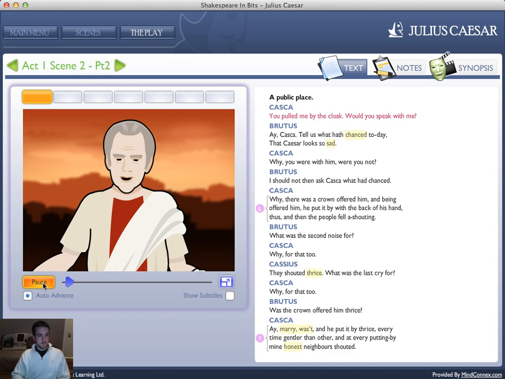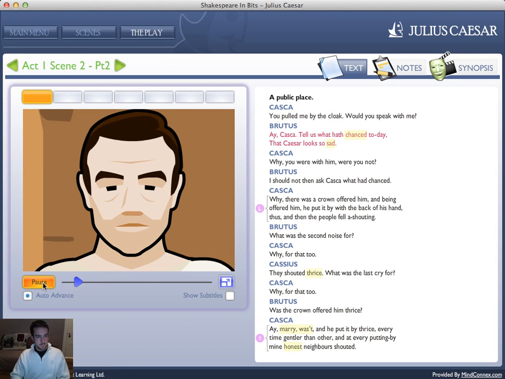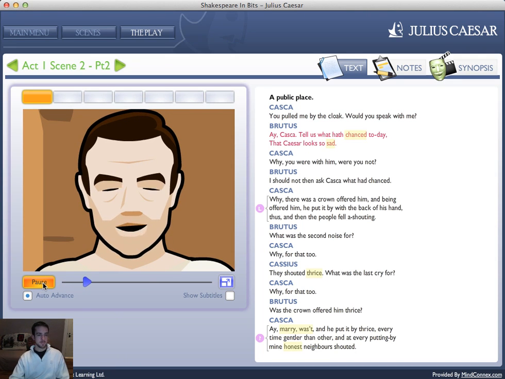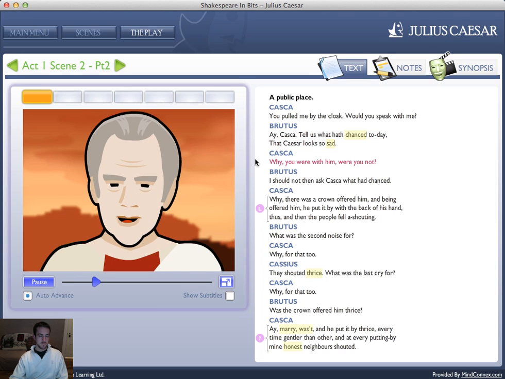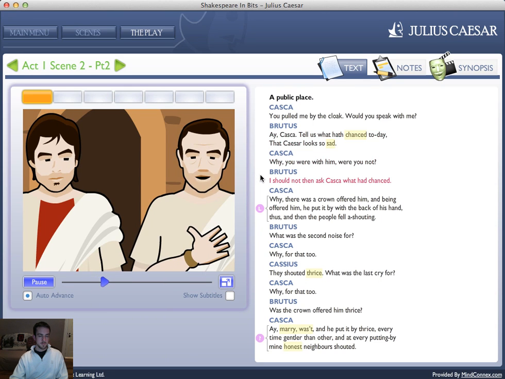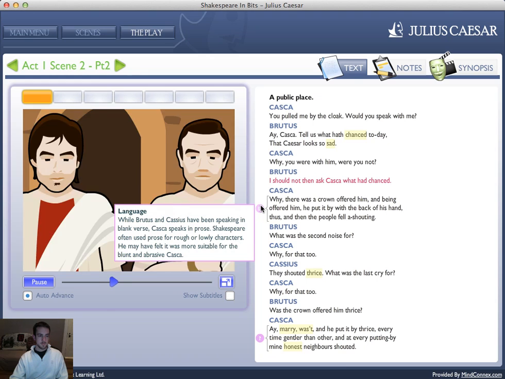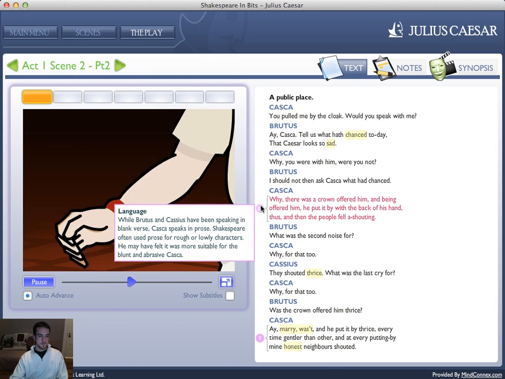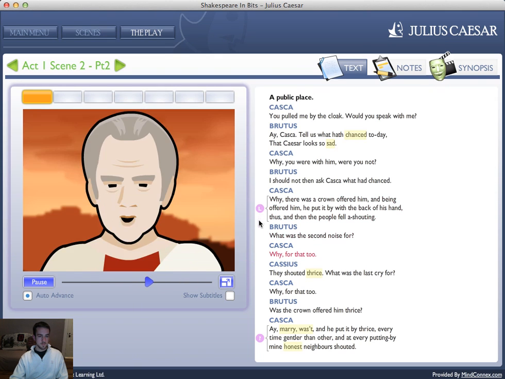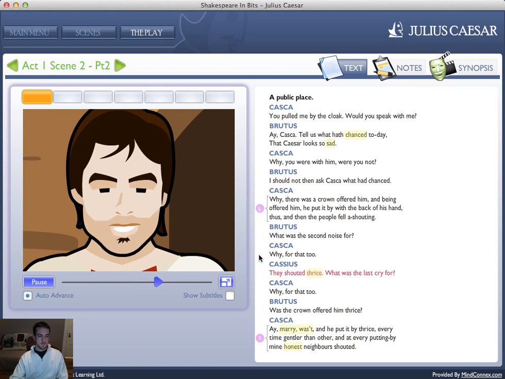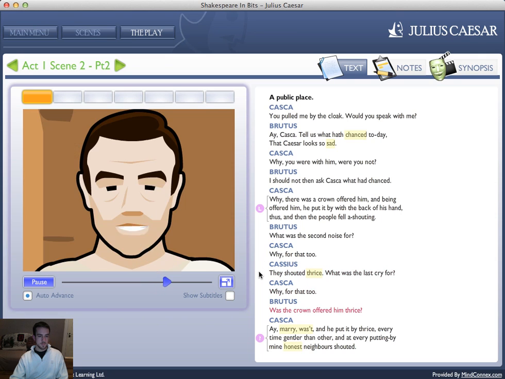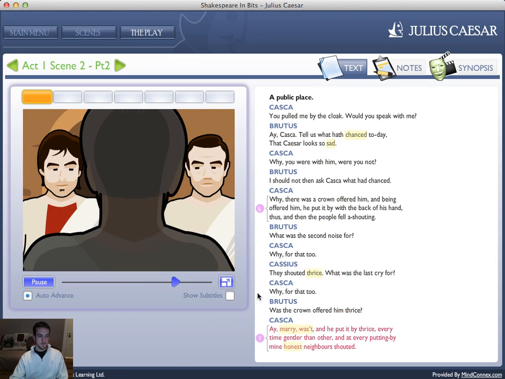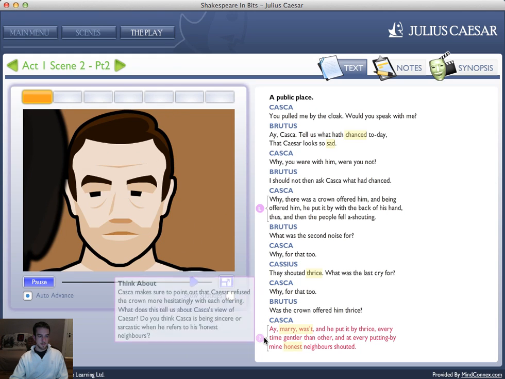You pulled me by the cloak. You would speak with me? Aye, Casca. Tell us what hath chanced today, that Caesar looks so sad. Why? You were with him, were you not? I should not then ask Casca what had chanced. Why, there was a crown offered him, and being offered him, he put it by with the back of his hand, thus, and then the people fell a-shouting. What was the second noise for? Why, for that too. They shouted thrice. What was the last cry for? Why, for that too. Was the crown offered him thrice? Aye, marry was't, and he put it by thrice, every time gentler than the other, and at every putting by mine honest neighbours shouted.